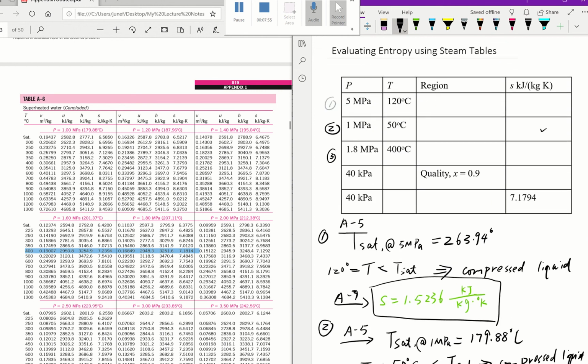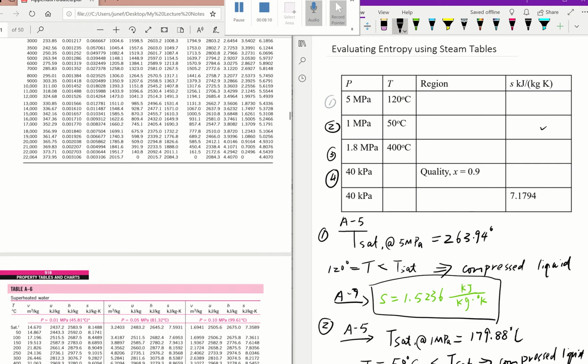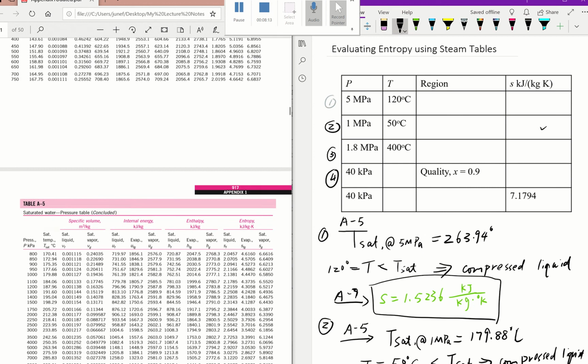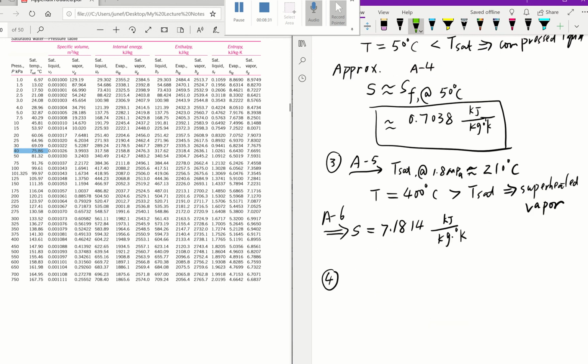All right, now let's look at our problem 4. They give us a pressure, they give us quality. Whenever quality is given between 0 and 1, we know it's a saturated liquid and vapor mixture. So given pressure, we go to table A5, the pressure table. At 40 kilopascal, we can find the saturated temperature right away. So we can see this is going to be 75.86 degrees Celsius.